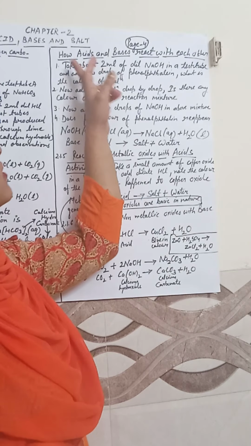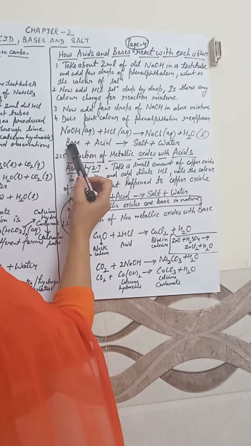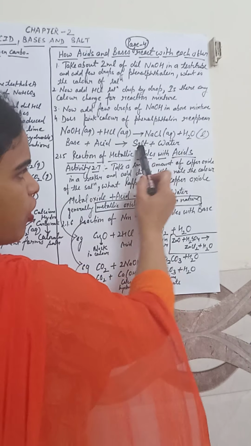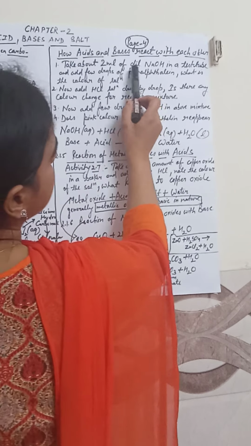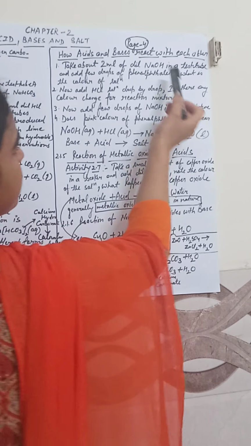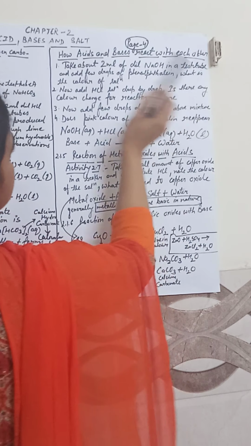The next topic is how acids and bases react with each other. The reaction is given here. Whenever an acid and a base react with each other, they always form salt with the evolution of water. In this activity, take about 2 ml of dilute NaOH in a test tube and add a few drops of phenolphthalein. We know that whenever phenolphthalein is added to bases, it always shows color.